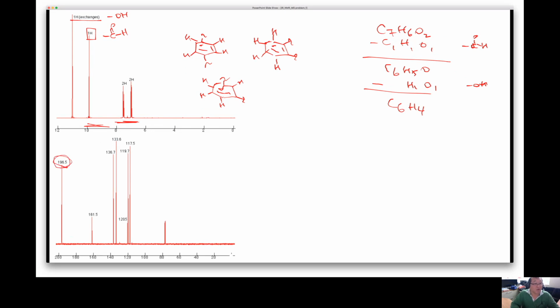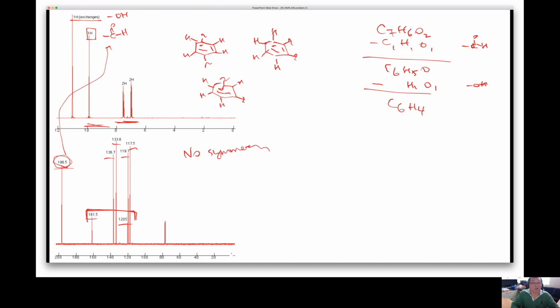That 192, that's the aldehyde carbonyl. And from here all the way there, that's basically aromatic carbons. But if you look at that, 1, 2, 3, 4, 5, 6, 7, all 7 carbon peaks show up. What that means is there's no symmetry in the molecule.